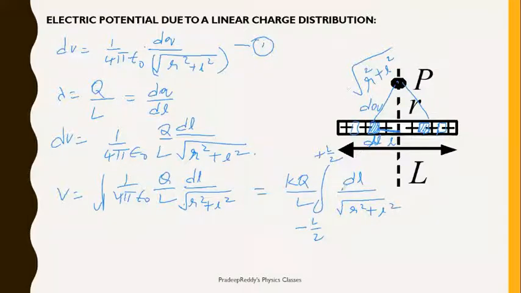You can take tan theta. Let me consider this angle as theta. Tan theta is equal to the opposite side L divided by the adjacent side R. From here you can take L is equal to R tan theta, then dl will be equal to R into secant square theta d theta. Substitute L and dl in this equation and find the integration.